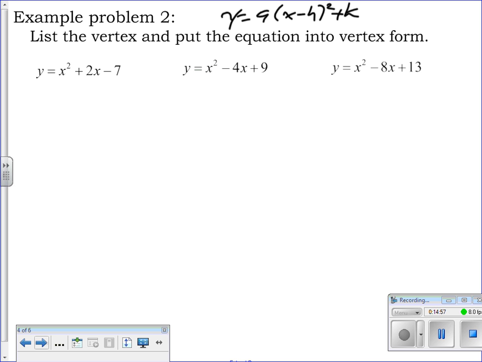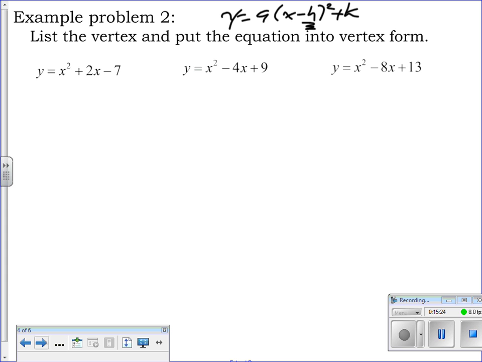My a will be 1. Makes it easy. H is the x-coordinate of my vertex, so it's minus the x-coordinate. If my x-coordinate of my vertex is 2, it's x minus 2. If my x-coordinate of my vertex is negative 3, it's x minus negative 3, or x plus 3.